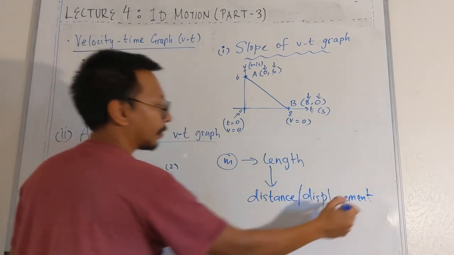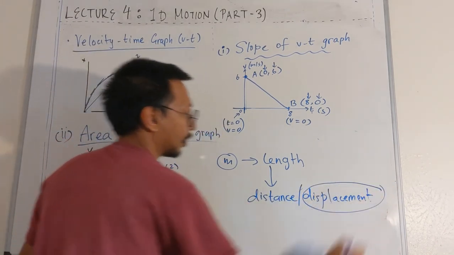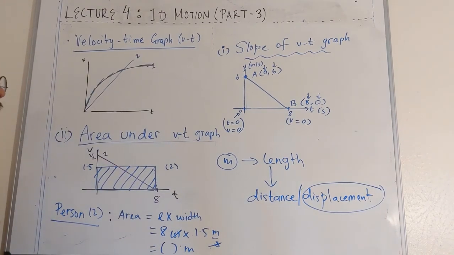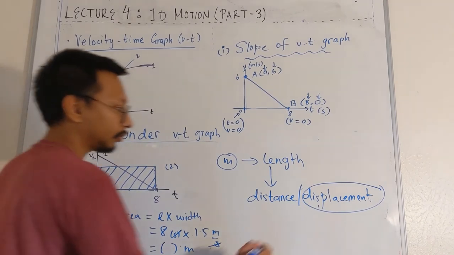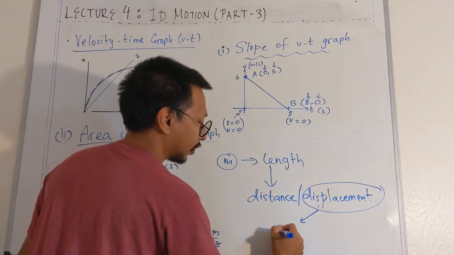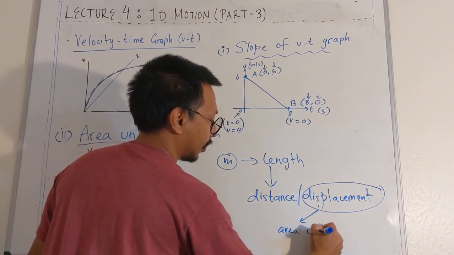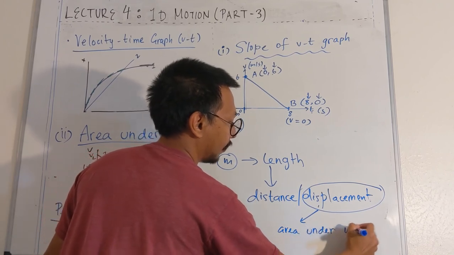Since it's a velocity time graph, the area under velocity time graph represents the displacement. Okay? Area under VT graph.